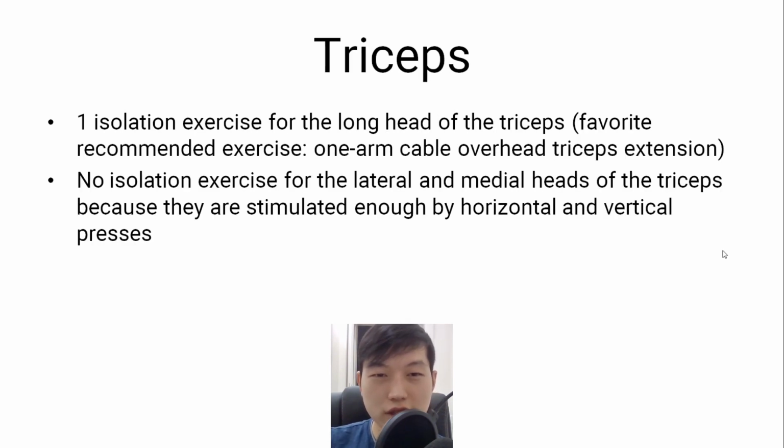One isolation exercise for the long head of the triceps. And my favorite exercise for the long head of the triceps is a one-arm cable overhead triceps extension. And no isolation exercise for the lateral and medial heads of the triceps is needed because they are stimulated enough by horizontal and vertical presses. If you don't do many presses, then you may need more isolation exercises for the triceps.